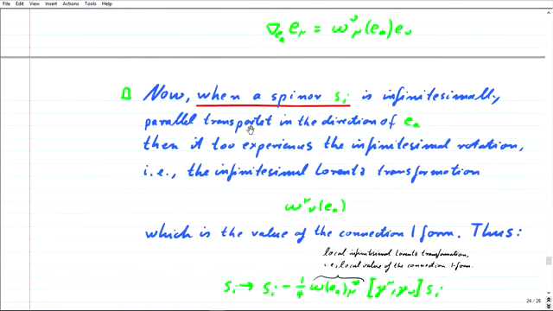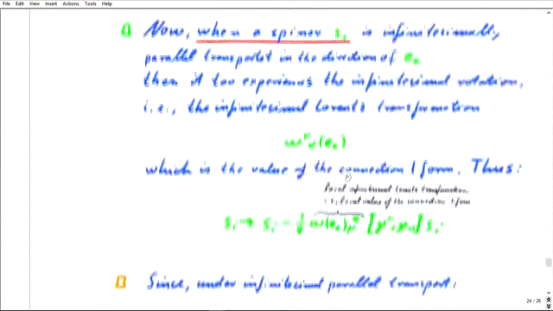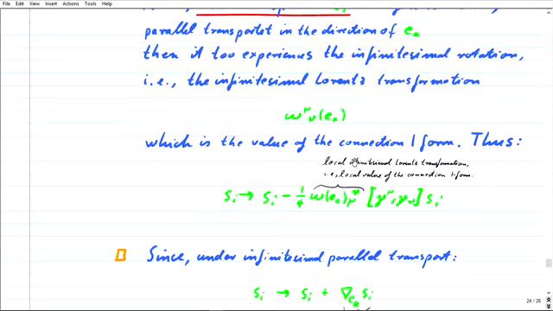So now when a spinor field psi is infinitesimally parallel transported in the direction of EA, we want that Lorentz transformation to do the trick. This Lorentz transformation. And so we say that the spinor field is going into the spinor field minus a quarter, and then the usual special relativity formula with the commutator of the gamma matrices, and now this infinitesimal Lorentz transformation is the infinitesimal Lorentz transformation that also applies to tangent vectors, cotangent vectors, and tensors in general.